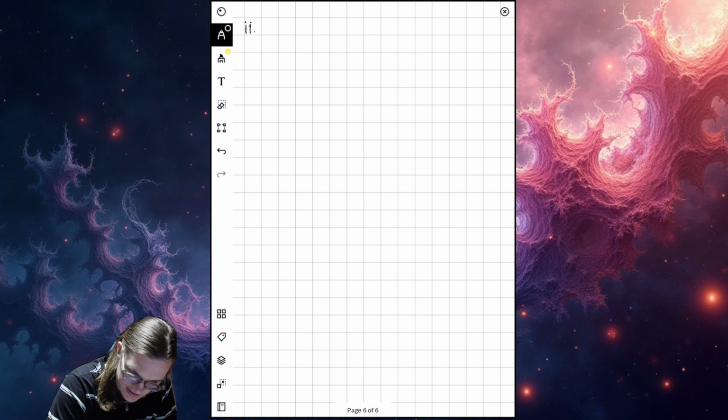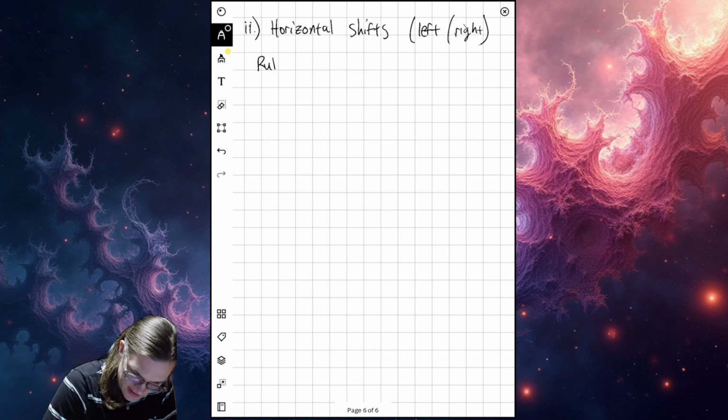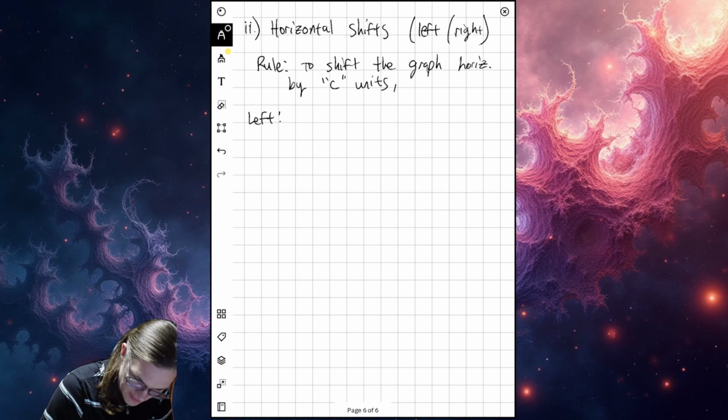And then the next shift, you might have guessed it, horizontal shifts, and those will go left and right on the graph. The rule here is, so to shift the graph horizontally by c units, all right? To do it to the left, we're going to replace, this is slightly different than the vertical shift.